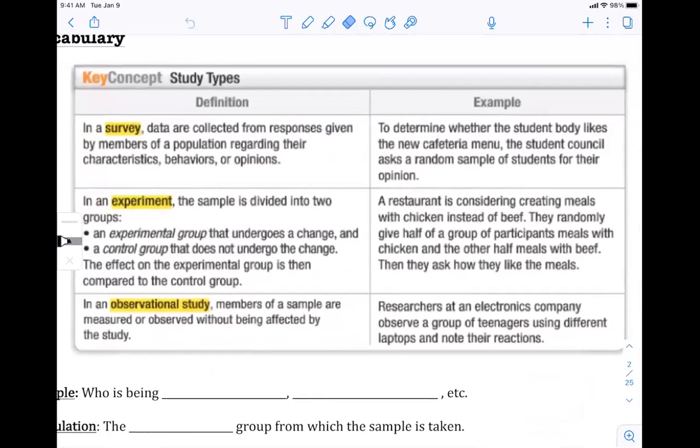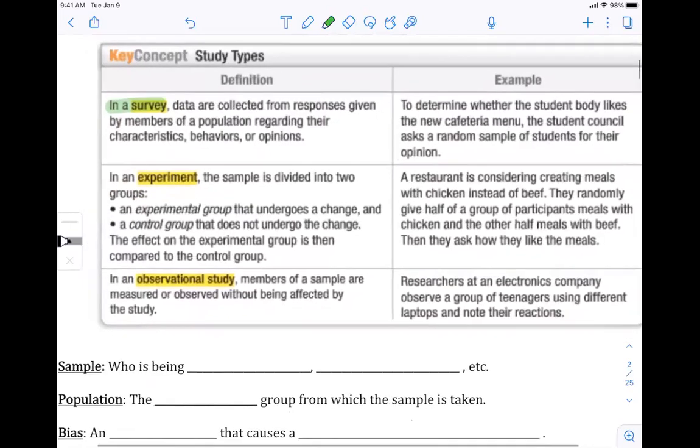In statistics, usually the data that we're going to gather throughout this unit is going to be done in one of these three ways. The first way that you see is a survey, which is when you actually fill out and answer questions and turn them in.